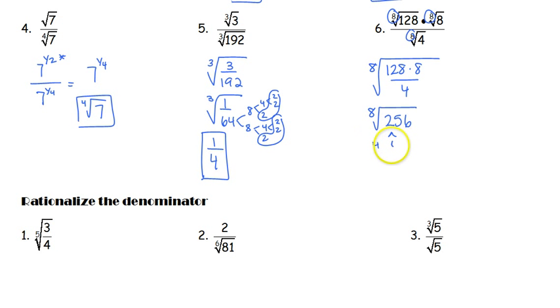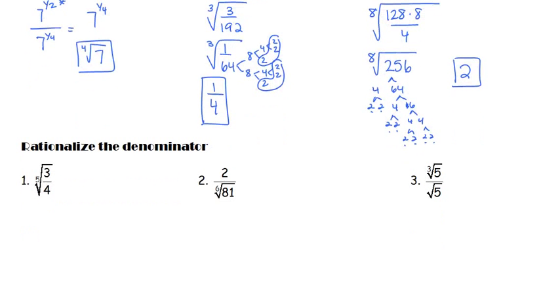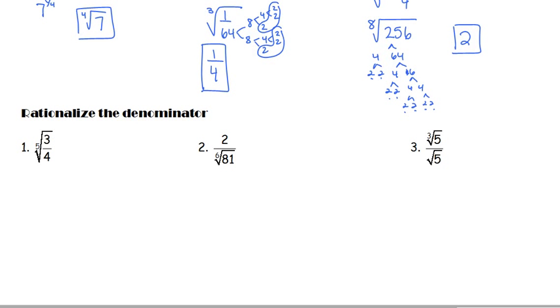We break down 256. We have 4 and 64, 2 and 2, 4 and 16, 2 and 2, 4 and 4, 2 and 2, 2 and 2. Now we have the 8th root, so we're looking for groups of 8. We've got 1, 2, 3, 4, 5, 6, 7, 8. We have exactly 8 2's, which means we've got one group of 2's going to the outside, so our answer is just 2. Sometimes it works out really nicely like that, sometimes it doesn't.